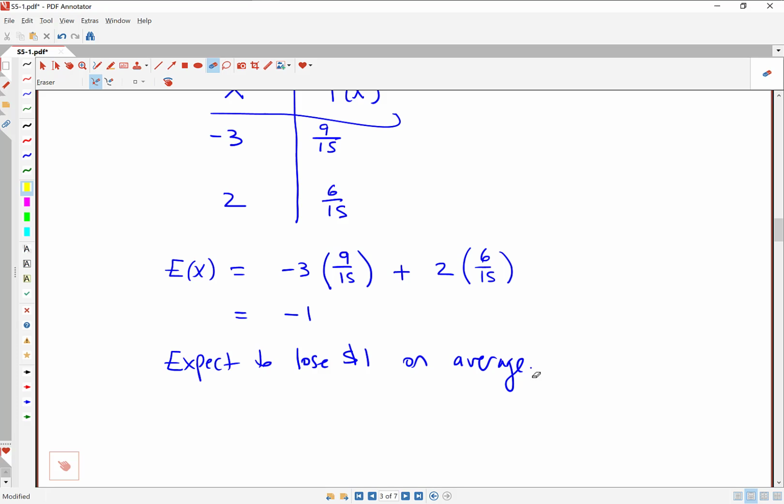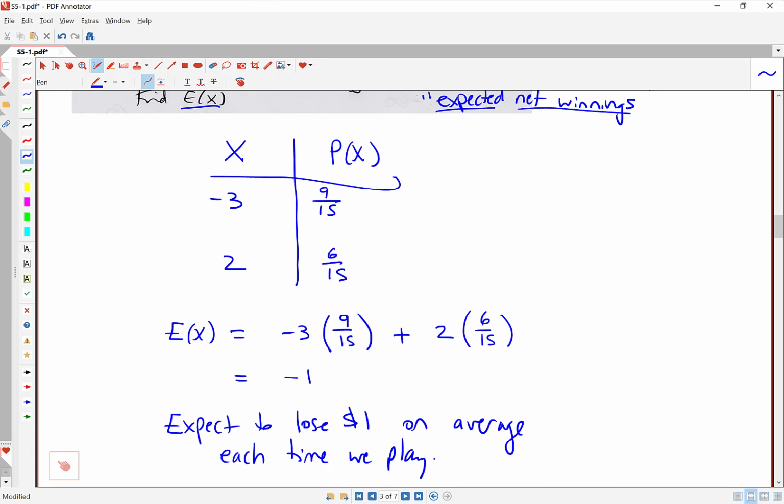And to make this even more clear, I'm going to say we expect to lose $1 on average each time we play. So if we play once, we expect to lose $1. If the game gets reset, and again, we start off with 9 $5 bills and 6 $10 bills, we do it again, we expect to lose another $1. So if you keep playing, you expect to lose more and more money.